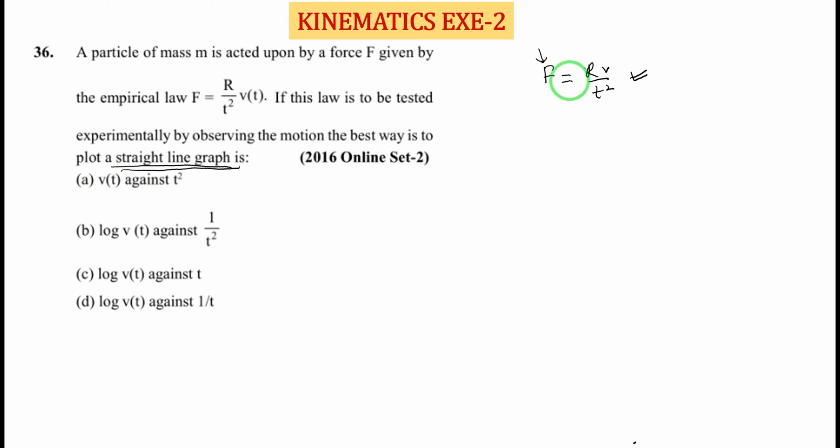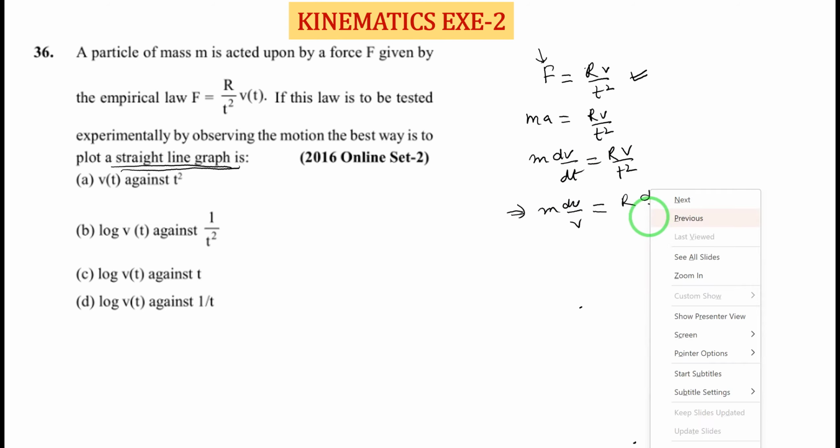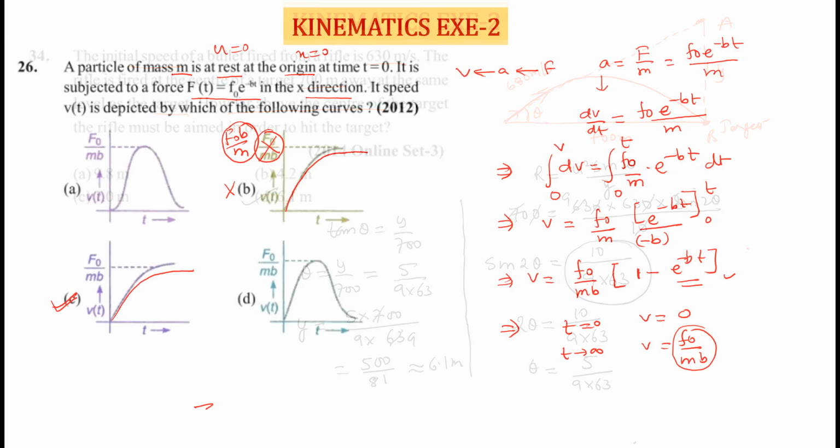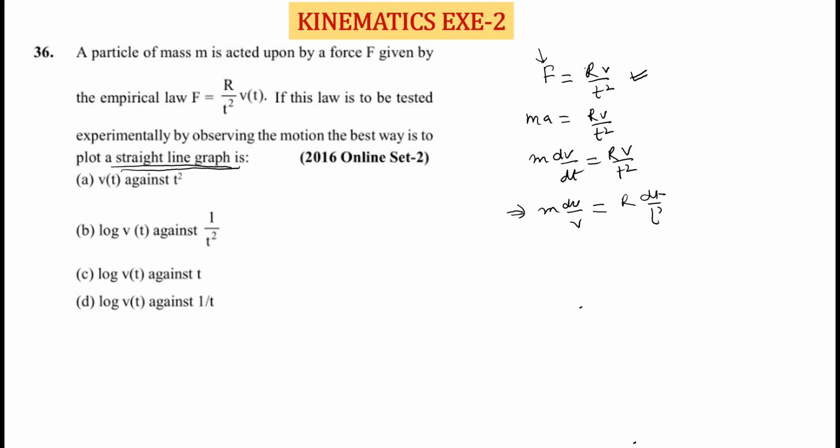Therefore, you have to express this in velocity and time only. Here is force, wherein there is an acceleration also. So we need to solve that acceleration. You will write F equals to ma equals to RV upon T square. A will be written as dV upon dt. Then do the cross multiplication. So m into dV upon V will be written as R dt upon T square.